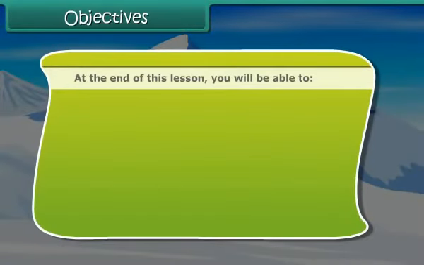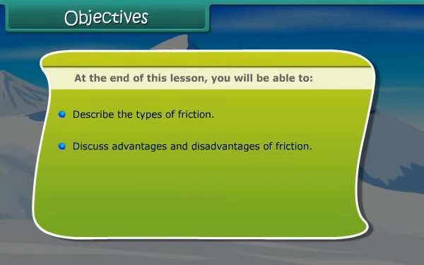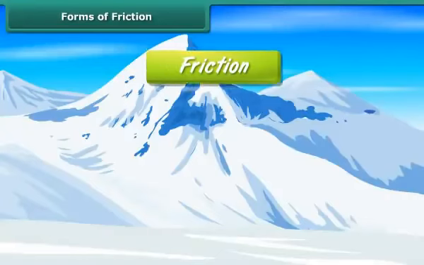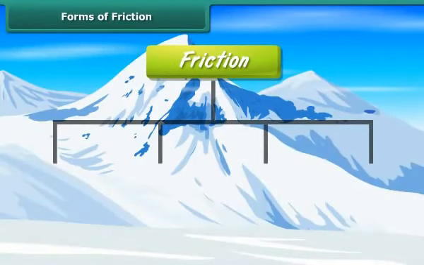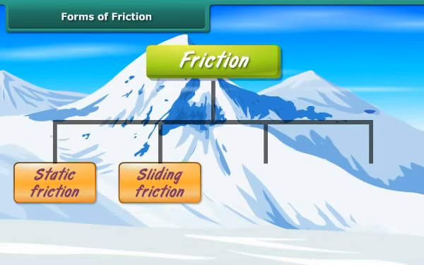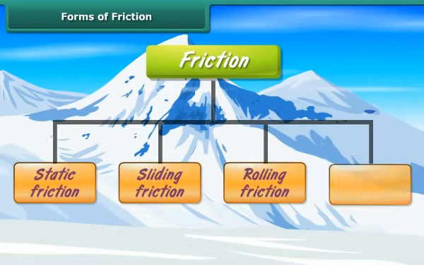Objectives. At the end of this lesson, you will be able to describe the types of friction, discuss advantages and disadvantages of friction, illustrate the way to reduce or increase the friction. Friction can be classified into 4 types: static friction, sliding friction, rolling friction, and fluid friction.